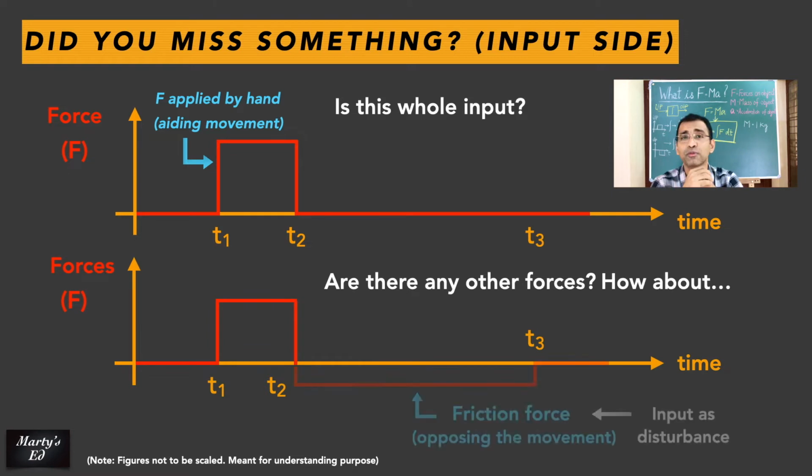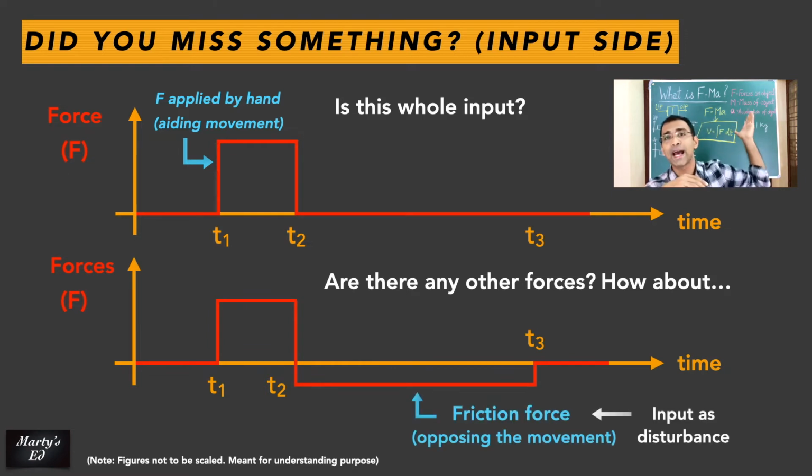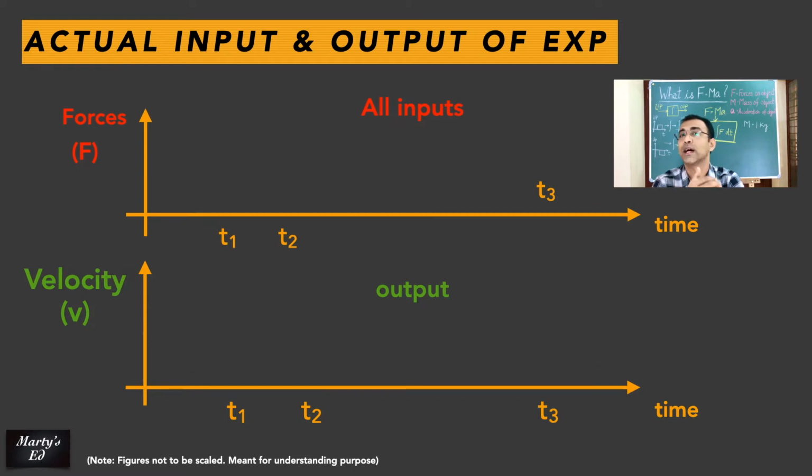How about frictional force? The moment you took your hand, the velocity came to 0 due to this frictional force. So this frictional force actually opposed the movement of this can. So it's actually the opposite to the force that I applied. Now we'll try to draw the whole input and the output.